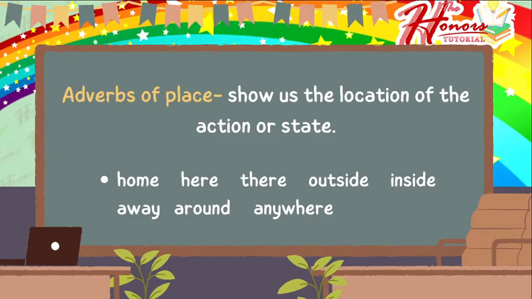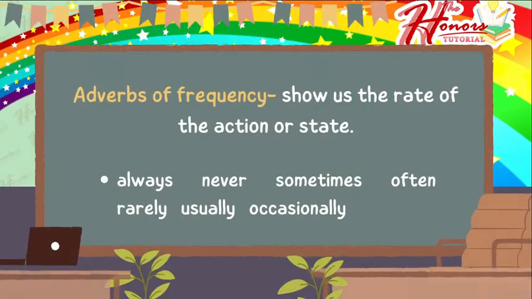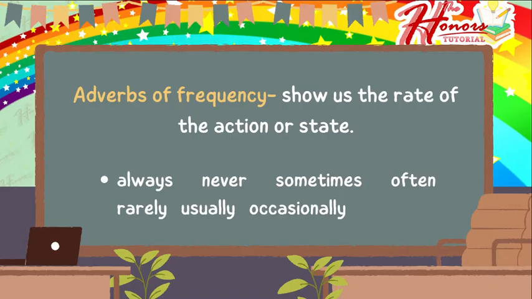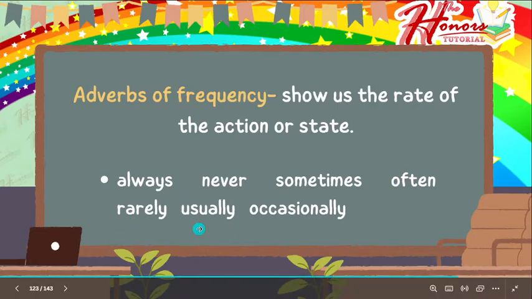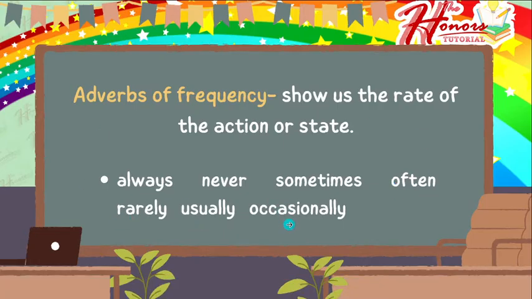Wow, very good. So after the adverbs of place, next is the adverbs of frequency. It shows us the rate of the action or the state. So in short, it answers the question how often. Like for example, we have here always, never, sometimes, often, rarely, usually, occasionally, and so on. So now, can you give me another example of adverb of frequency?